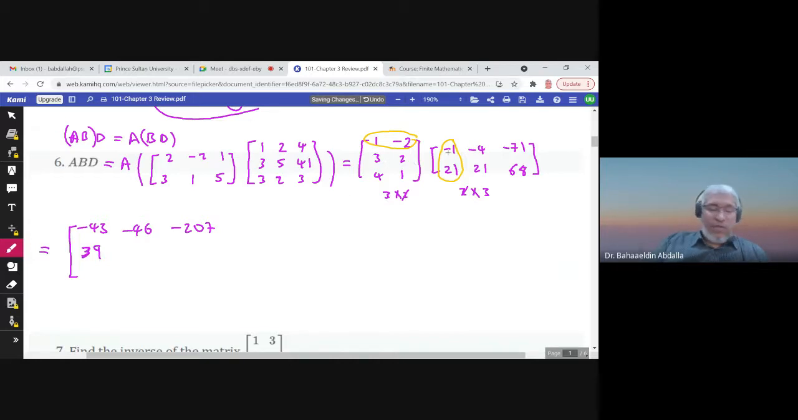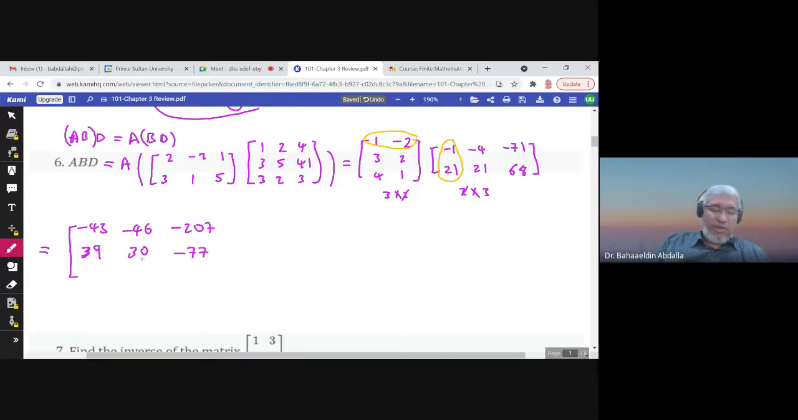3 times negative 4 plus 2 times 21, 30. 3 times negative 71 plus 2 times 68, negative 77.